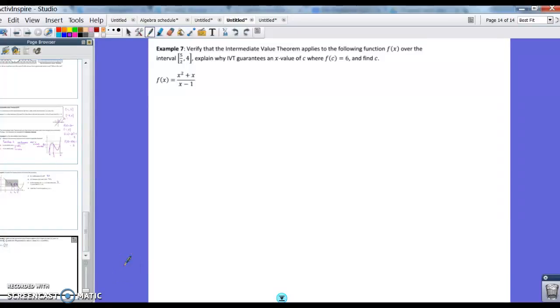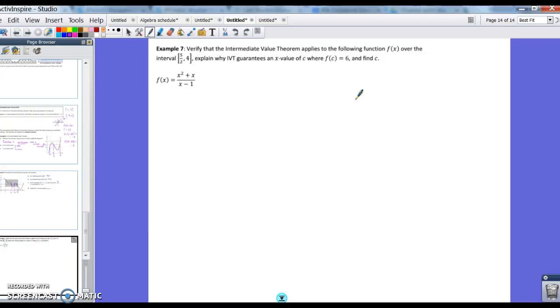Hey everyone, we're going to wrap up the rest of these notes with this last video. This is the last problem in the notes on continuity. It says to verify that the intermediate value theorem applies to the following function f of x over the interval 5/2 to 4, and explain why IVT guarantees an x value of c where f of c equals 6, and find c. So there's a lot of things going on in this problem.